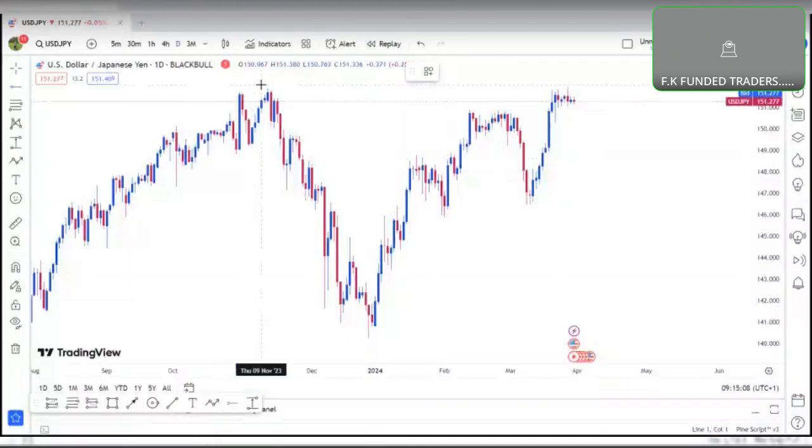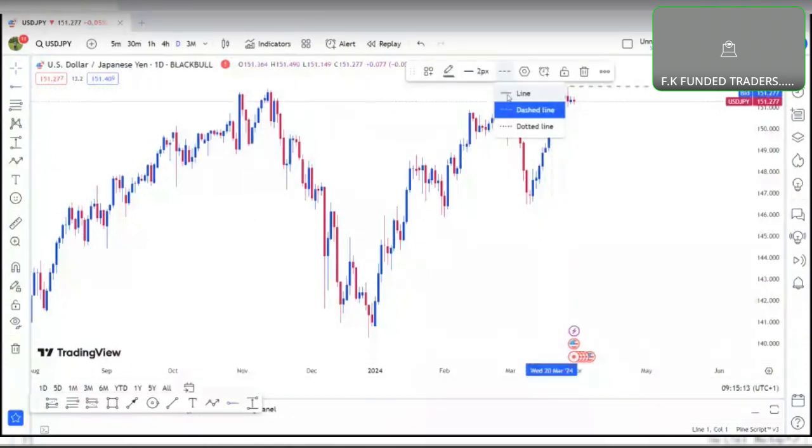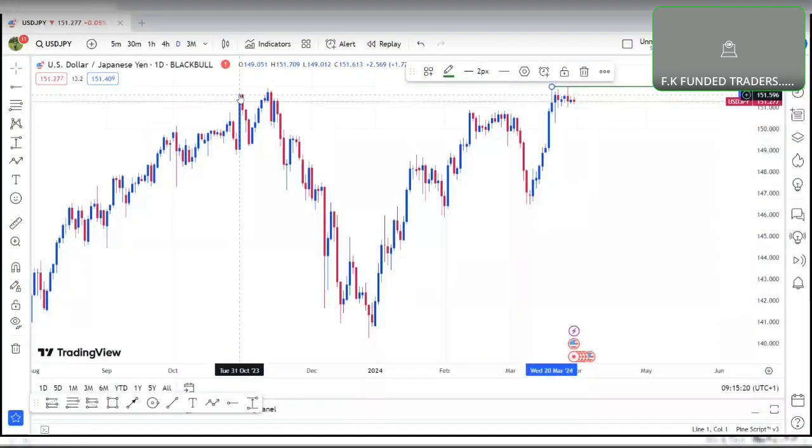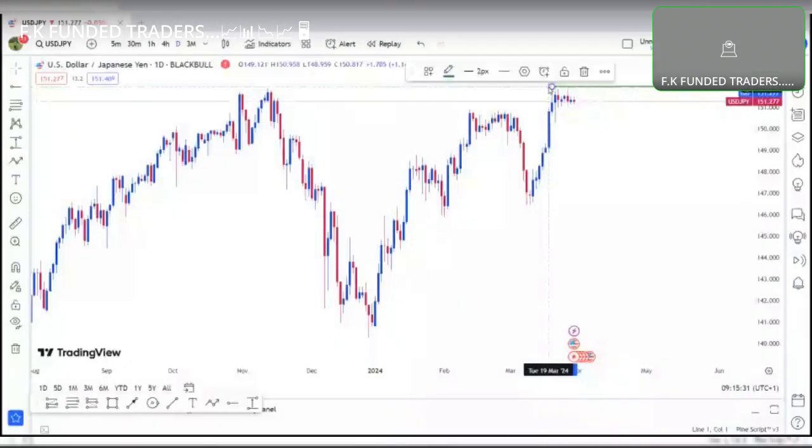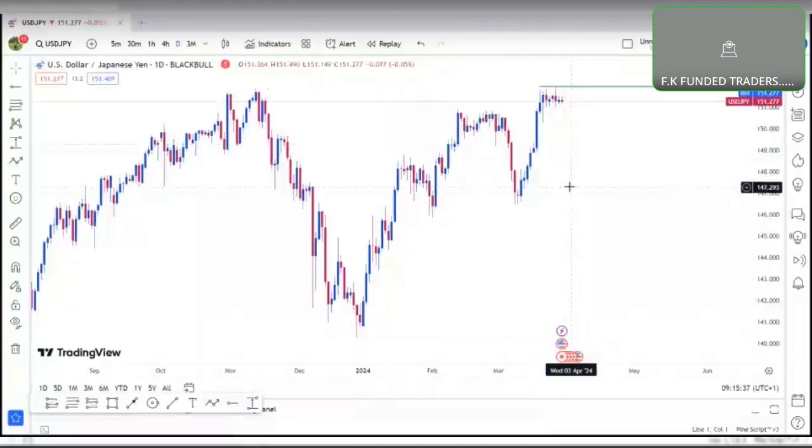So the procedures are very simple. Always mark the nearest high. Don't go in too far. Why am I saying the nearest one? What I mean by the nearest, if you come to this one, this was October 2023. This one here was October 2023, so it is very far. Now I'm considering this one because if you look at this current move, this was 19th of March 2024. This is very near. So we consider that one as giving us the highs.